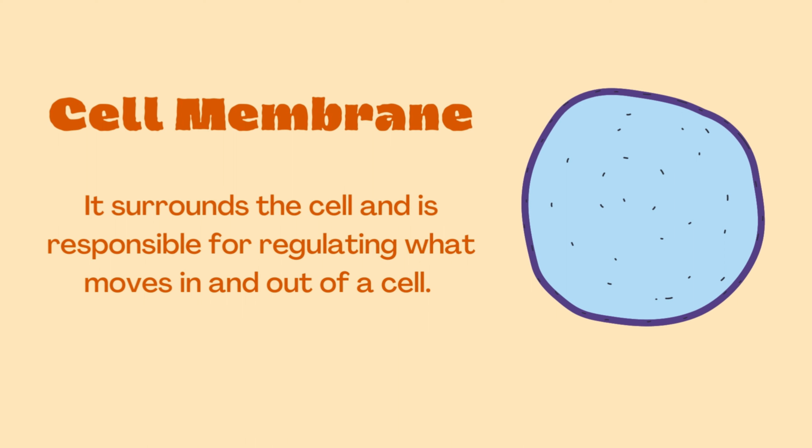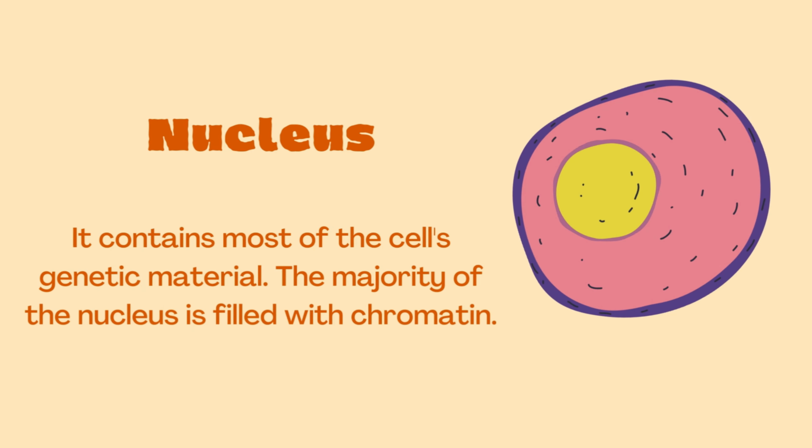So the first part that we come across is the cell membrane. What is a cell membrane? A cell membrane surrounds the cell and is responsible for regulating what is moving in and out of the cell. In a better way, I can say that when something needs to come inside or go outside of the cell, it has to pass through the cell membrane. The cell membrane is a semi-permeable membrane that allows only some materials to pass through it. Also, it gives the cell a definite shape and protects it from the outer surroundings.